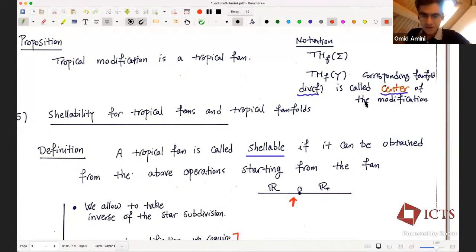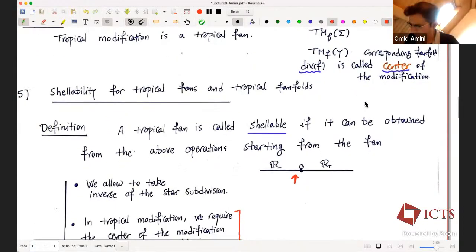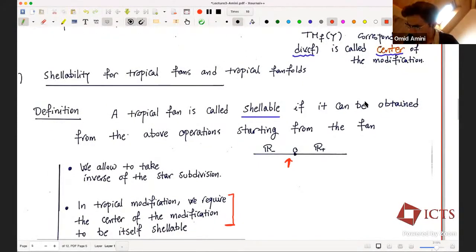I mean, you can generalize this, but it doesn't change a lot of the things that are going to happen. But if you want to get something intrinsic to the support, to the fanfold, you don't need to introduce the weights. So you take weights equal to 1. You suppose that it is reduced, and then if you want to remain in the same category, you have to ask the center to be also reduced. Right. Is there an algebraic analog to tropical modification?